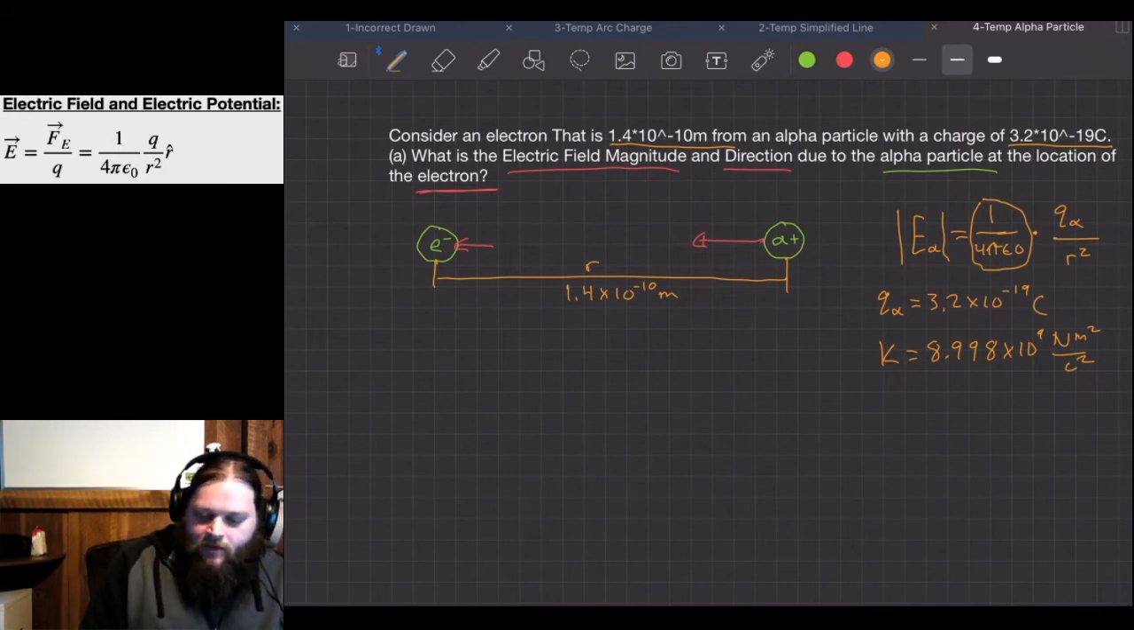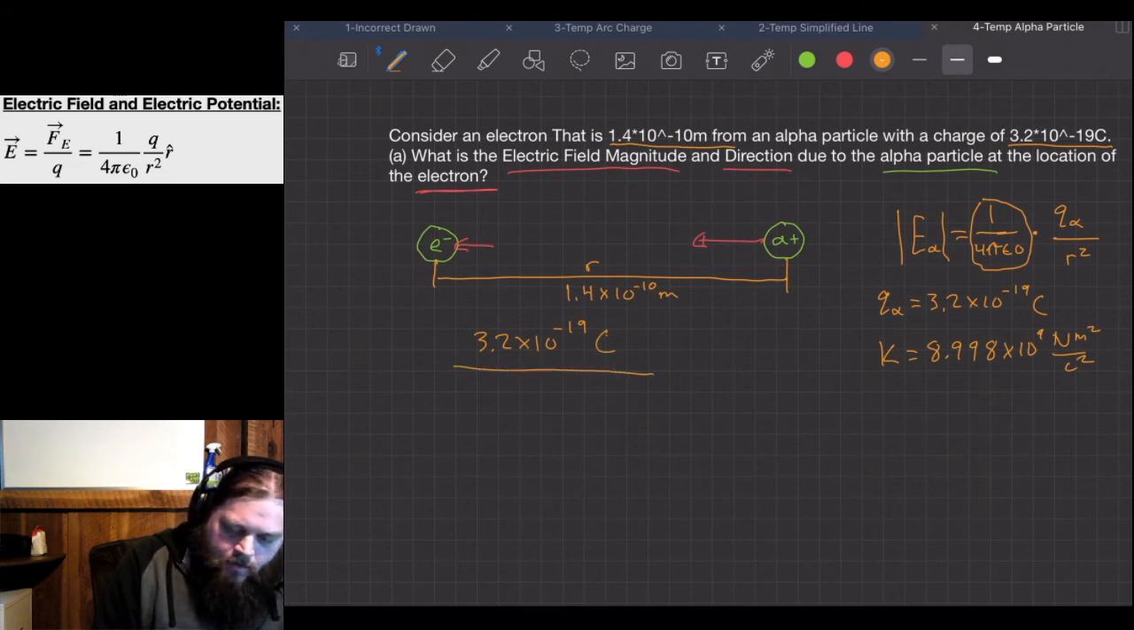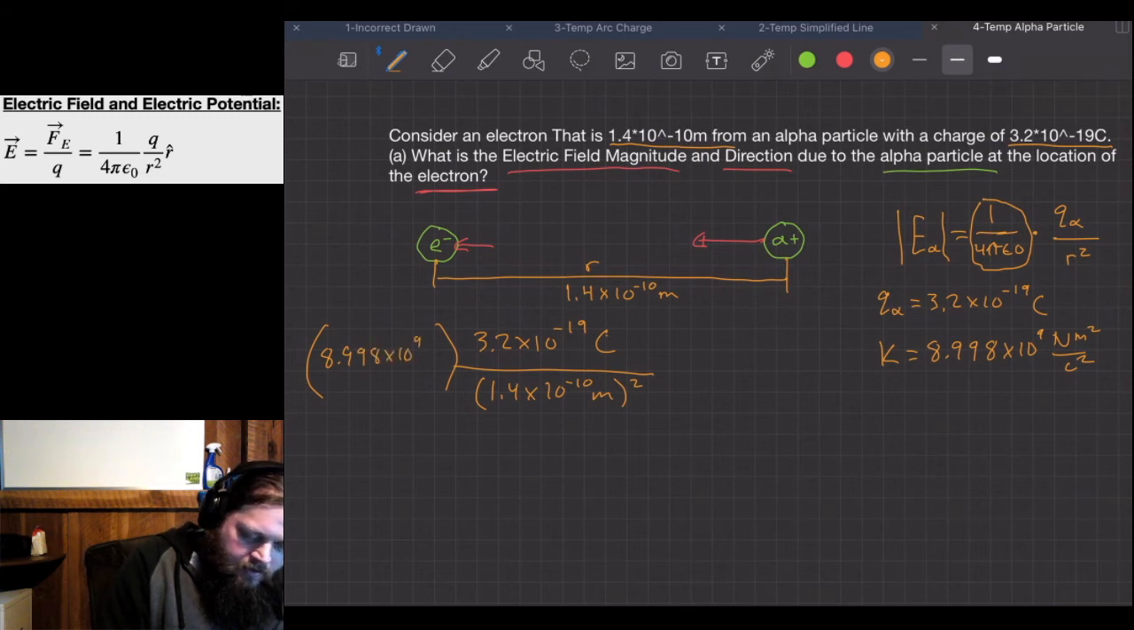So now that we have all of those values, we can plug all of them into that equation. We can find that magnitude of the electric field. So that would be 3.2 times 10 to the negative 19 coulombs divided by 1.4 times 10 to the negative 10 meters. I'm going to square that whole thing, including the units. We need to multiply that by this 8.998 times 10 to the 9th power. And this is going to be Newton meter squared over coulomb squared.